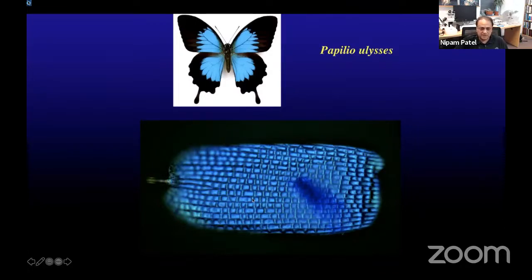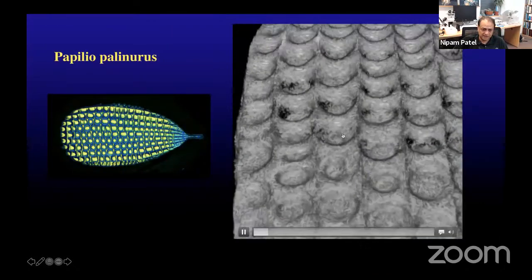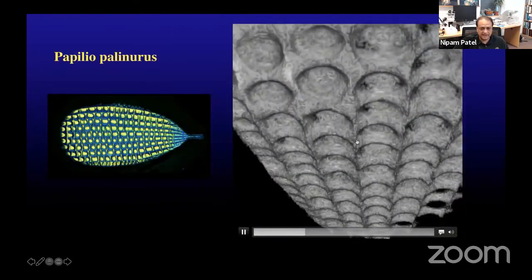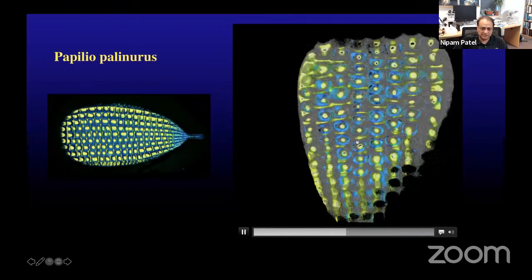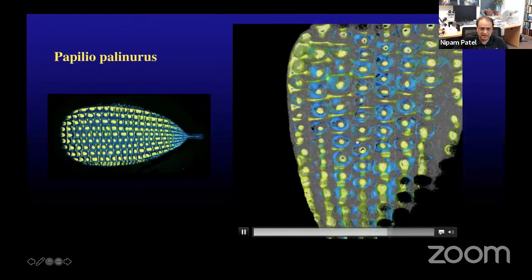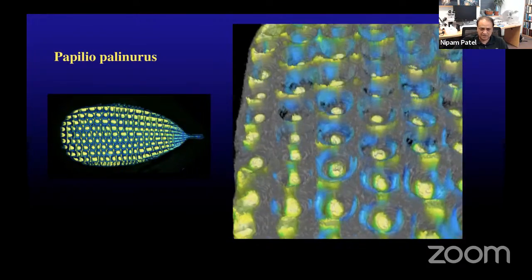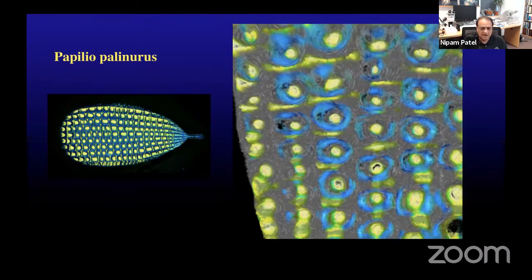So we've been doing 3D reconstructions of the scale, and then you can see the shape of the dimples, and laid back on top of that, the optical information we have on the wavelengths of light that are being reflected in those areas. So we can begin to model the interaction of the layering of the chitin and the shape of the dimples to create the particular color.